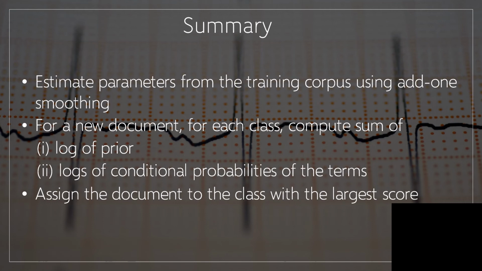Estimating parameters from the training corpus using advanced smoothing is one of the important points of Naive-Bayes classification. For a new document, for each class, compute the sum of the log of the prior and the logs of the conditional probabilities of the terms. Assigning the document to the class with the largest score, or the largest value, is one of the important primary points of Naive-Bayes classification.